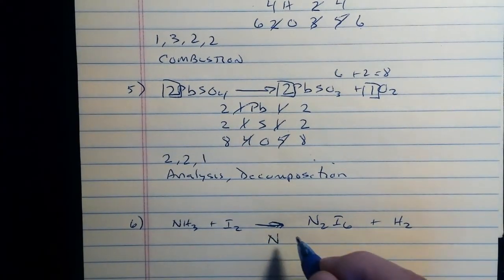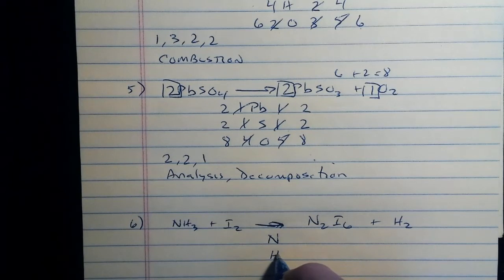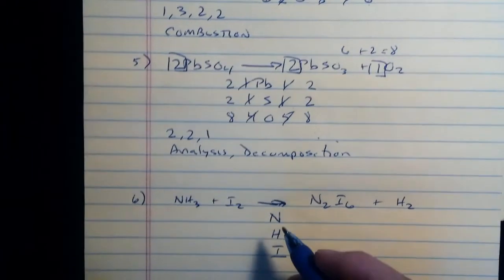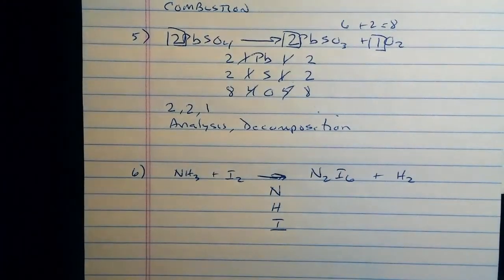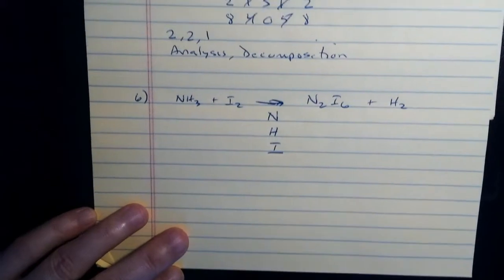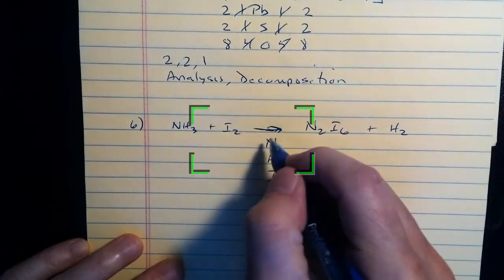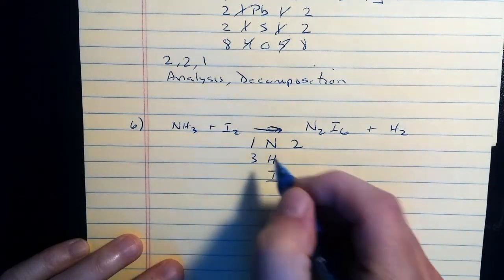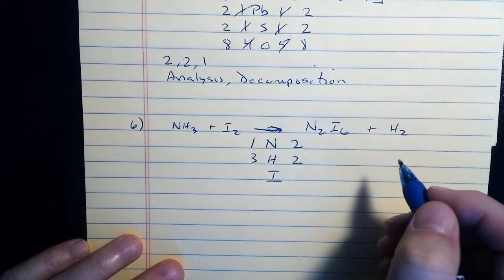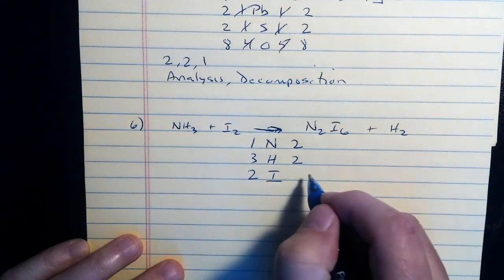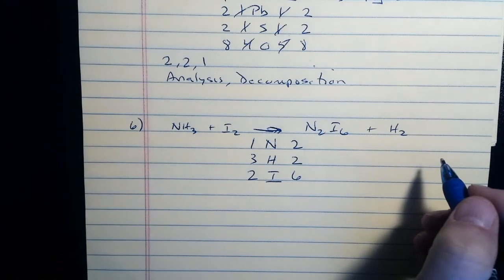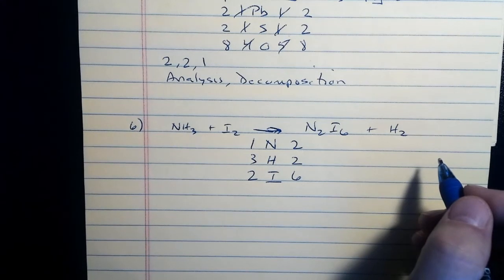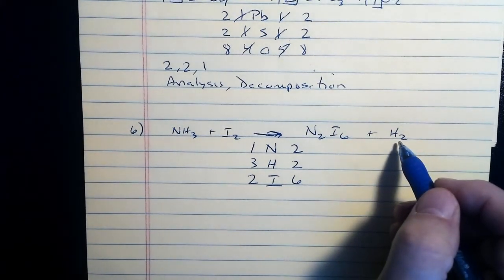So let's go ahead and break these elements down and add them up. Okay, so we're going to have 1 nitrogen on the left, 2 on the right. 3 hydrogens on the left, and 2 on the right. And then 2 iodines on the left, and 6 on the right. Well, we don't have oxygen in here, so we won't have to worry about that. But we do see hydrogen. He's normally going to be last here.